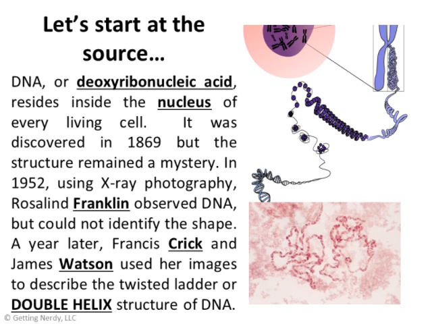All right, so quickly, let's go back over this. DNA is known as deoxyribonucleic acid. It's in the nucleus of every living cell. It was discovered in 1869. Rosalind Franklin was the first person to put a piece into this puzzle when she used X-ray photography to take pictures of DNA. Unfortunately, she could not identify the shape. And then a year later, in 1953, Francis Crick and James Watson used her images to describe the shape of DNA as a double helix. Okay?